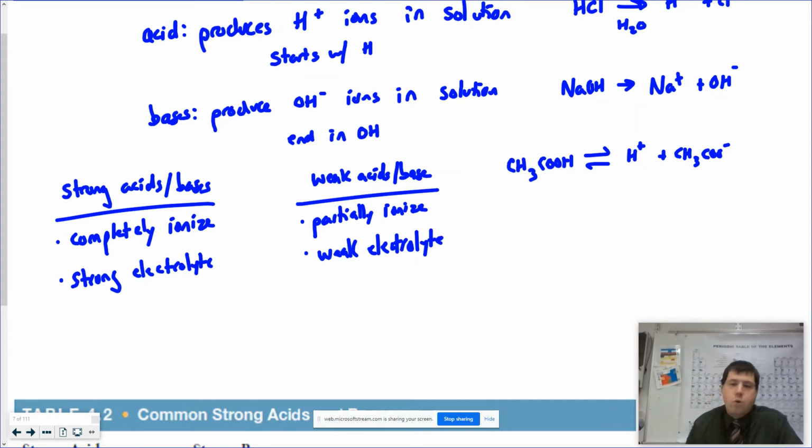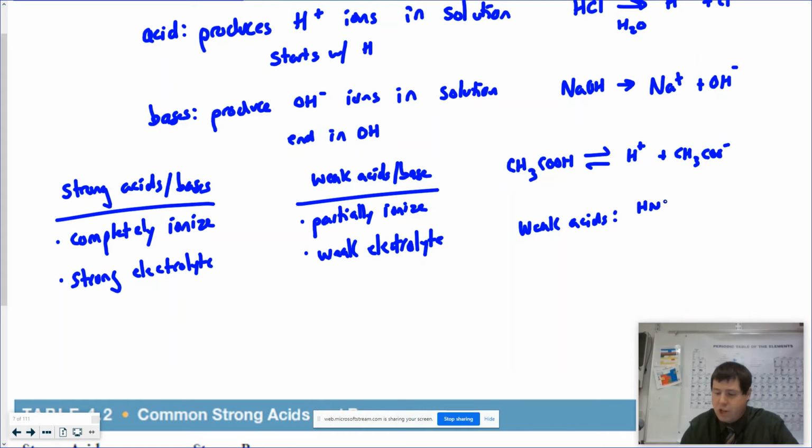Now, how do you tell whether something is strong or weak? There's a reason I'm having you memorize the strong acids and strong bases, because if it's not one of those, it is by definition weak. Any acid that is not on that list is a weak acid. Any base that's not on that list is a weak base. So the common ones you're going to see for the weak acids, any particular polyatomic ion like nitrite.